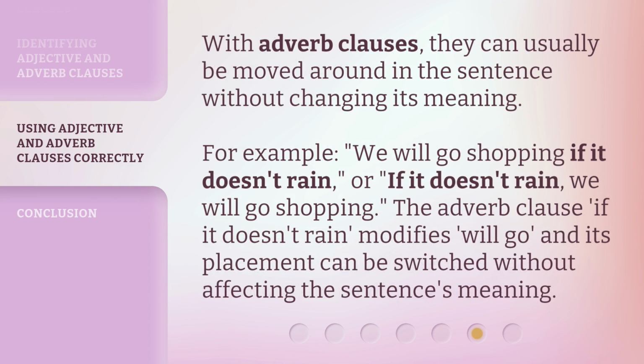With adverb clauses, they can usually be moved around in the sentence without changing its meaning. For example, "We will go shopping if it doesn't rain," or "If it doesn't rain, we will go shopping." The adverb clause, "if it doesn't rain," modifies will go, and its placement can be switched without affecting the sentence's meaning.